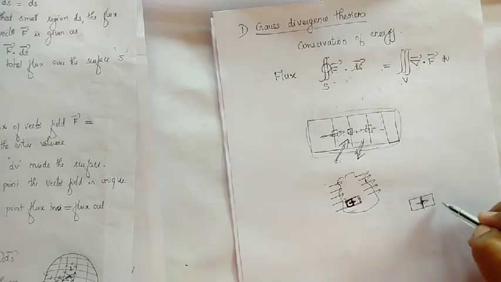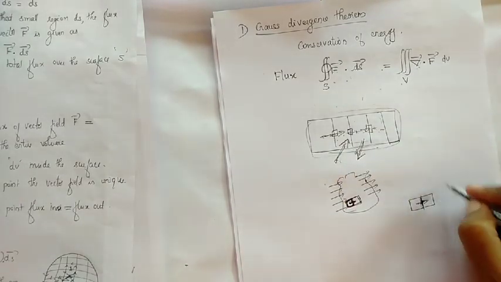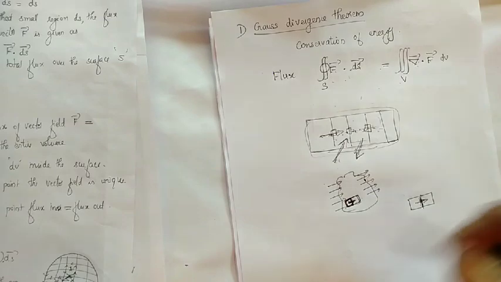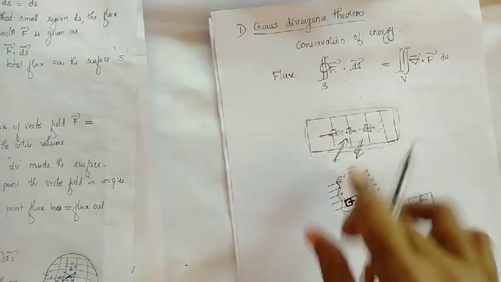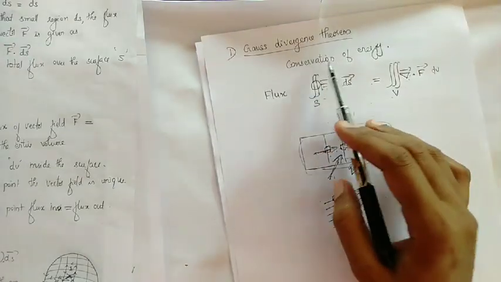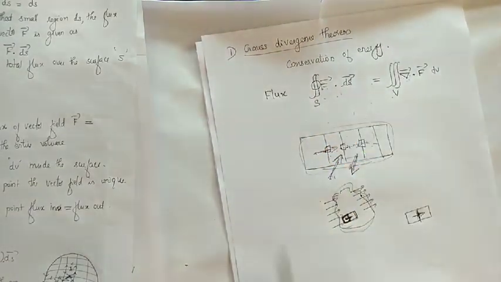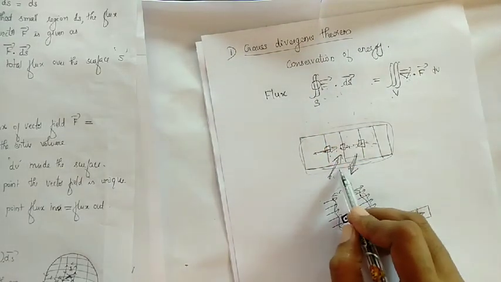So what will remain if you are taking in this manner, continuously in this manner, what will remain? The remaining flux will be only through the surface. That is given by Gauss divergence theorem, and it is actually a conservation of energy. Clear?